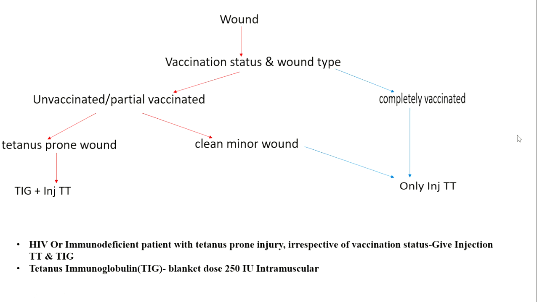And if the patient is completely vaccinated, then irrespective of the type of injury, he will only need injection TT. The standard dose for tetanus immunoglobulin is 250 international units intramuscular among all age groups. And there is one special scenario: the HIV or immunodeficiency patient with a tetanus-prone injury will need both injection TT and immunoglobulin, irrespective of their vaccination status.